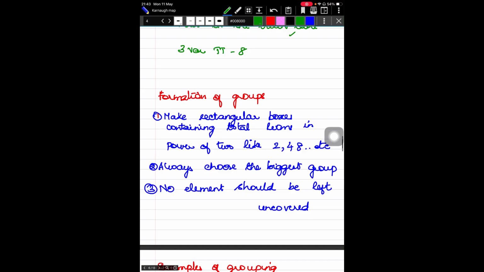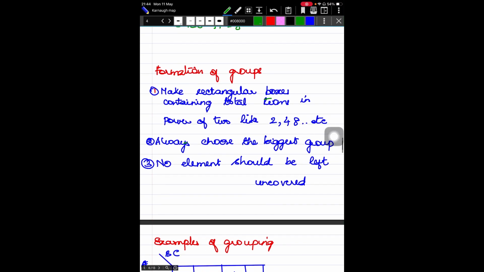How do I form the groups? Make rectangular boxes containing total terms in the power of 2, like 2, 4, 8, etc. So a common mistake which most of the students do is they will try to form a box with 6 boxes. It is not right. Always you should form a box with either one element, two elements, four elements, 8 elements, 16 elements, and so on. That is, again, they should be powers of 2.